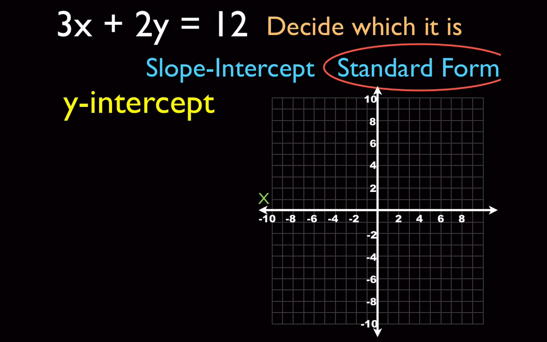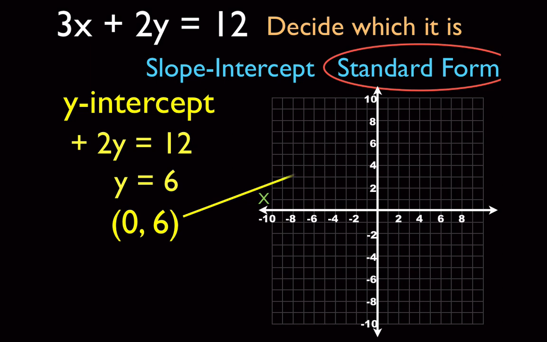Okay, so if you couldn't remember, the first step is to cross off the 3x. So maybe pause it now and finish it. So your final answer should be (0, 6). Plotting that point.